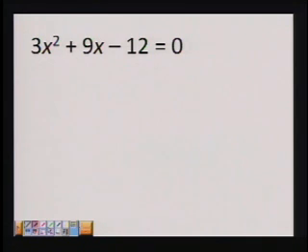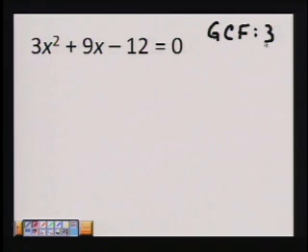3x squared plus 9x minus 12 equals 0. Notice in this case, all three terms are divisible by 3. That means 3 is the greatest common factor for these terms. Whenever there's a greatest common factor other than 1, for the terms of our quadratic, we should start by factoring that out like this. We put the 3 out in front of a parentheses. Inside, we write all the terms we need so that distributing the 3 will give us the original quadratic.